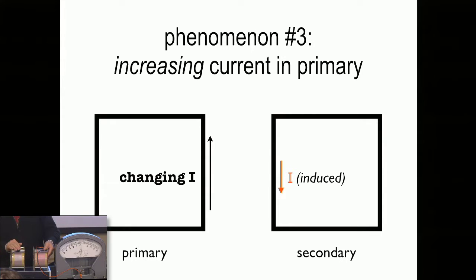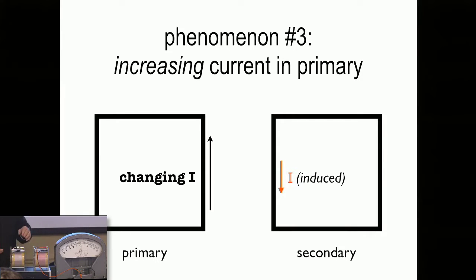I'm going to push the secondary towards the primary, and you should see the current flow. As long as I keep pushing it, the current is flowing. And if I pull it back, current flows in the opposite direction. Okay, pushing the secondary towards the primary induces current in the secondary. And I also get an induced current if I pull it back, in the opposite direction.